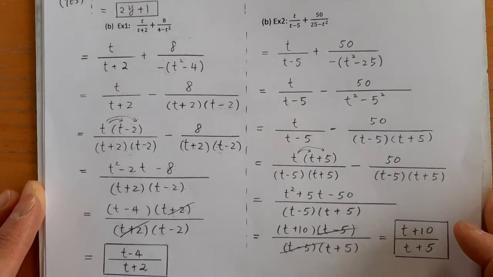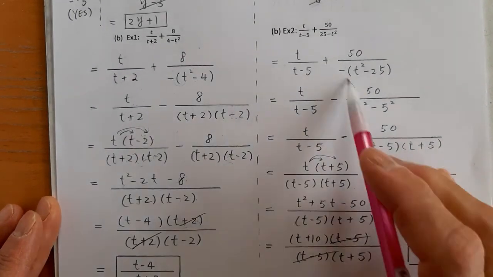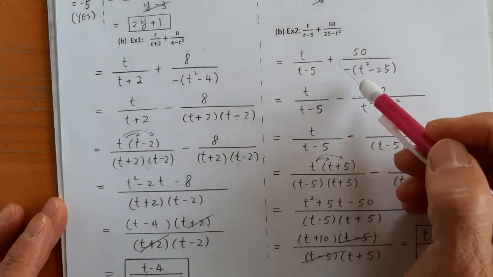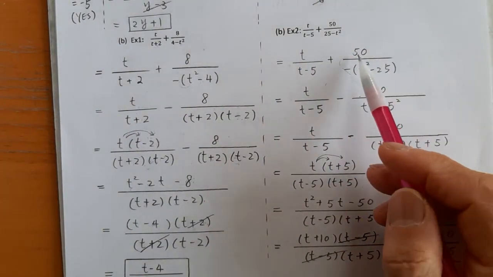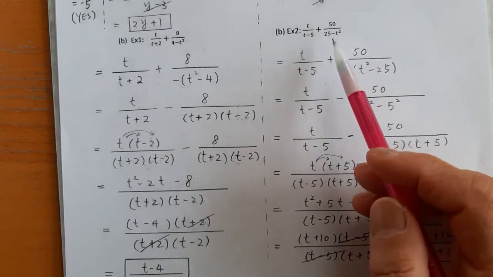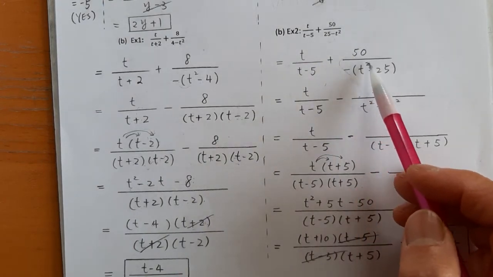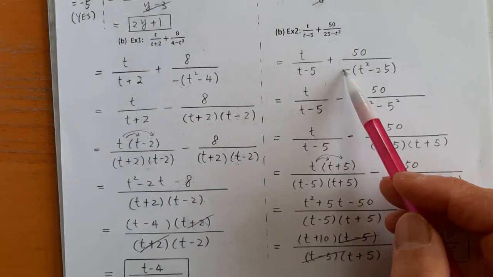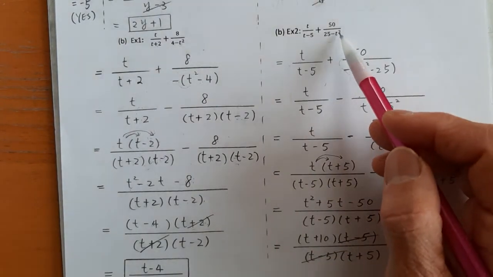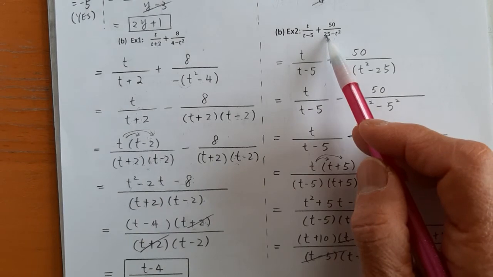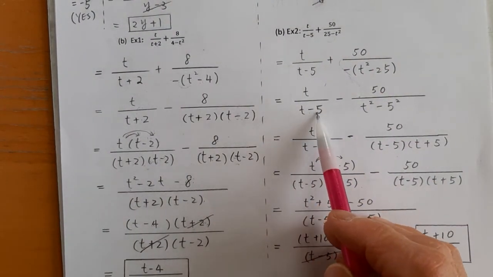And the second example: t over t minus 5, and plus 50 over 25 minus t squared. You switch it, to get t squared minus 25. Put the parentheses in front, put a negative sign. Because you check it: negative times t squared is negative t squared. Negative times positive is positive 25. They are equal.